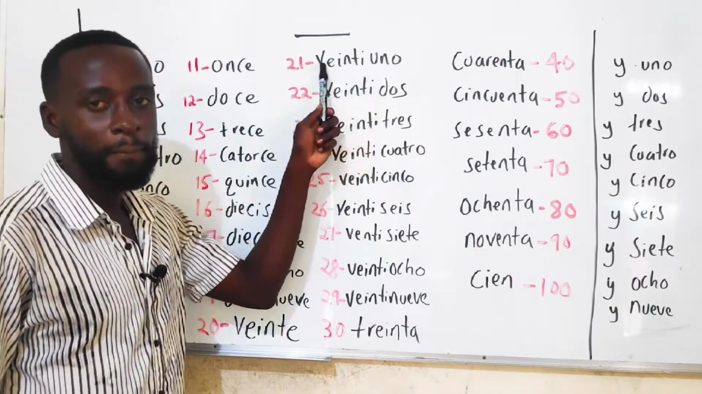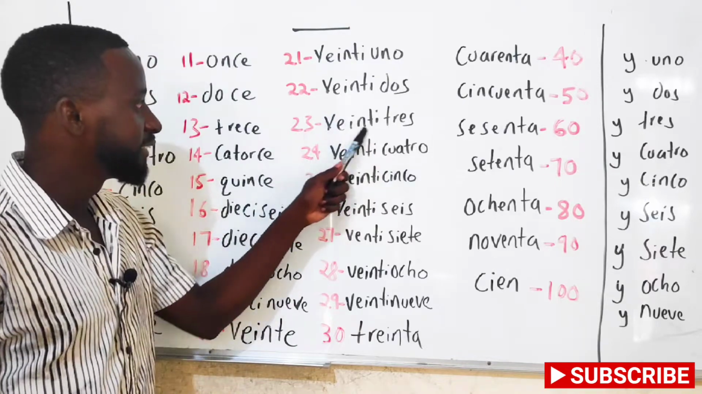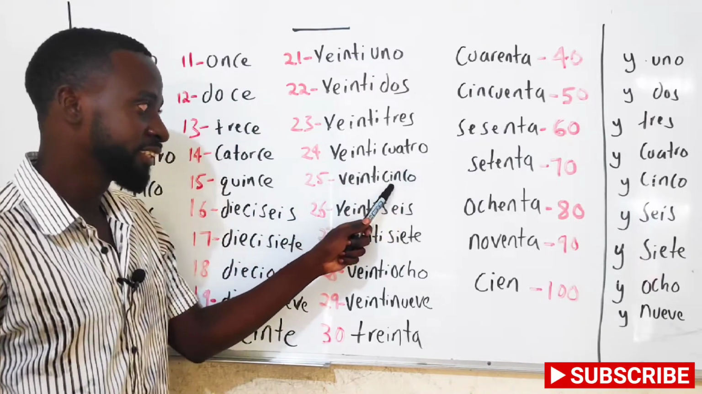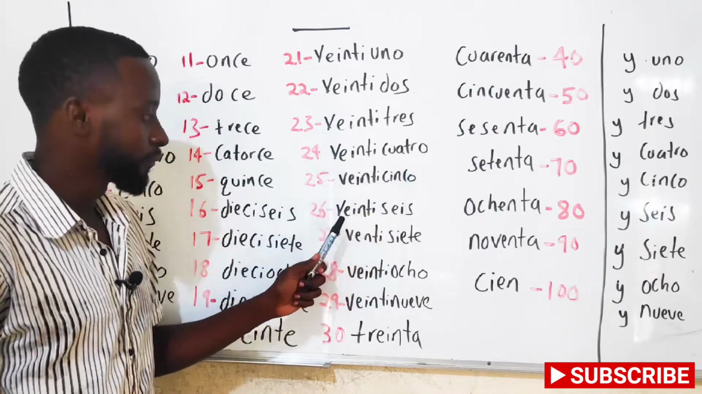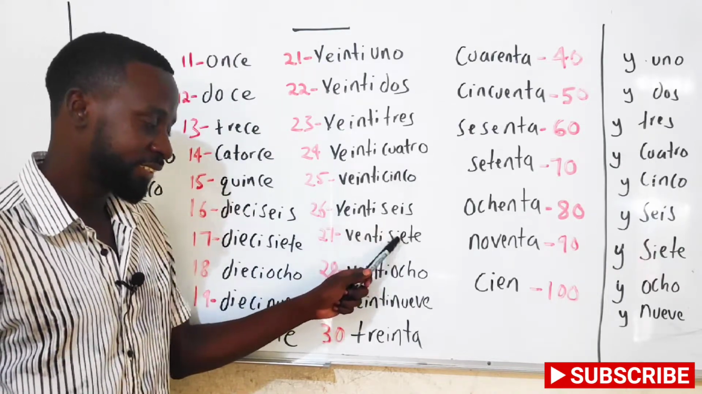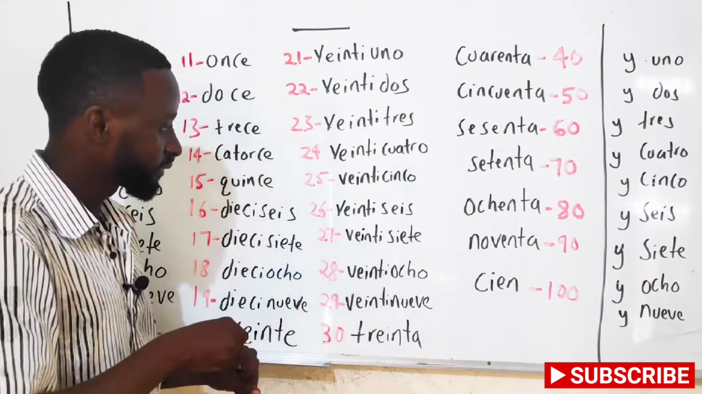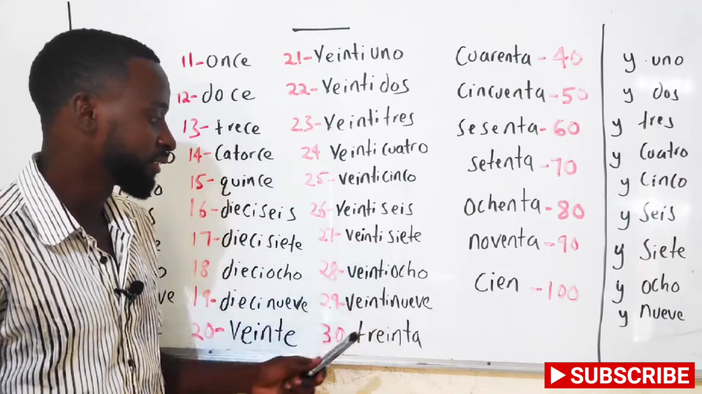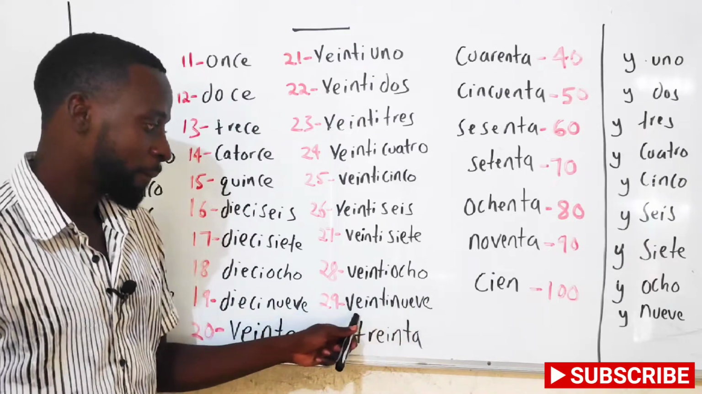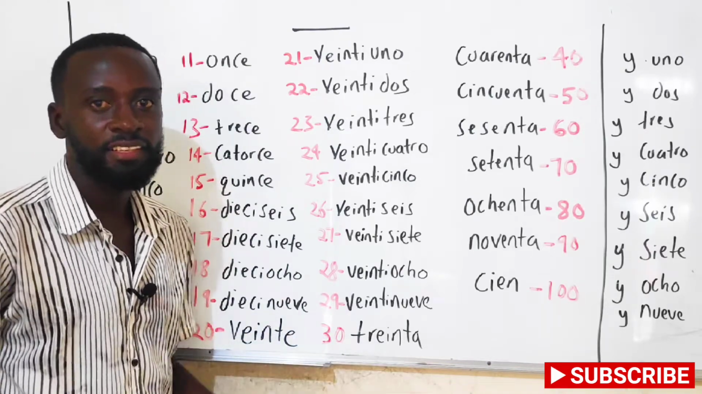21, that's 21. 22. 23. 24. 25. 26. 27, okay, there's some missing R here, 27. 28. 29, and finally 30, that's 30.